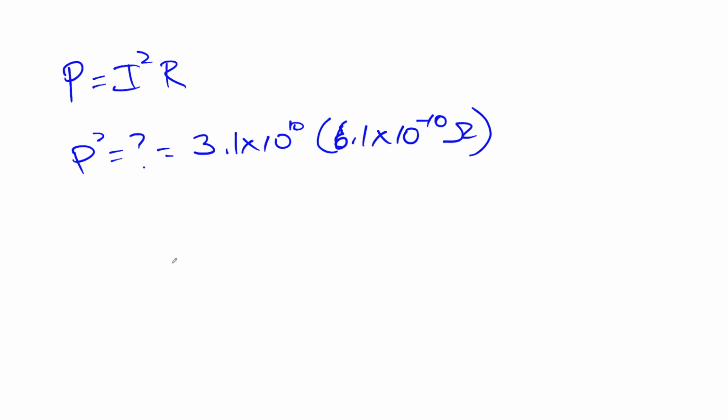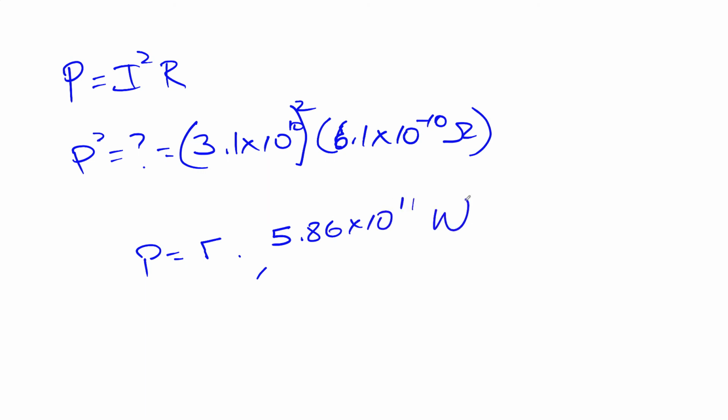So 3.1 times 10 to the 10th, and remember, current is squared. We're going to square that, and we're going to multiply by 6.1 times 10 to the minus 10th, and the power is going to be 5.86 times 10 to the 11th watts, and there's the power for this. And this is the end of the section.